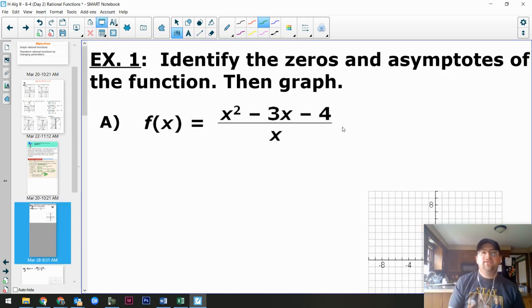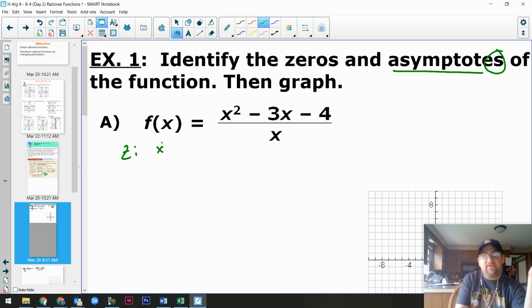All right. Identify the zeros and the asymptotes of the function in the graph. Again, we're going to use our graphing calculator to help us out a little bit. Notice how it does not say just the vertical asymptote. It says asymptotes, right? Plural. So first off, let's find the zeros. Again, that did not change. I find the zeros of the numerator.